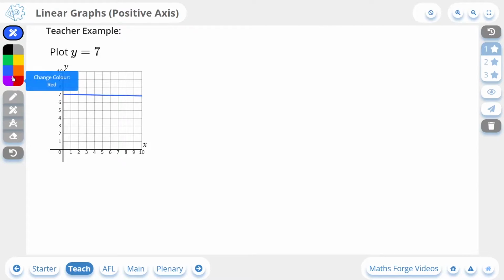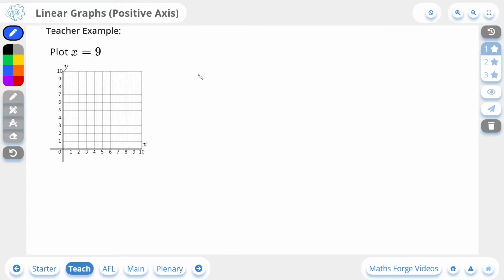If you think about it, every single point on this line is going to have a y-coordinate of 7. And that's what this equation here means. So regardless of what your x-coordinate will be, as you can see it's changing constantly, the y-coordinate will always remain at 7. So we can say that the line of y equals 7 is a straight horizontal line that crosses the y-axis at 7. And if we check our answer, there it is.